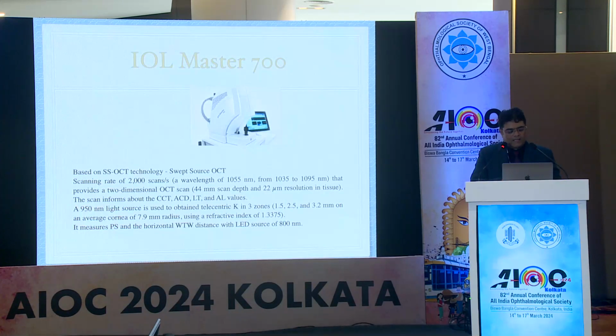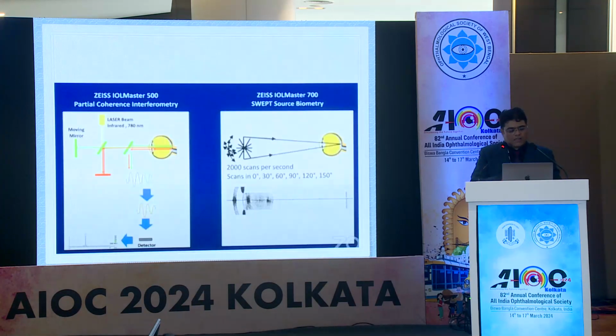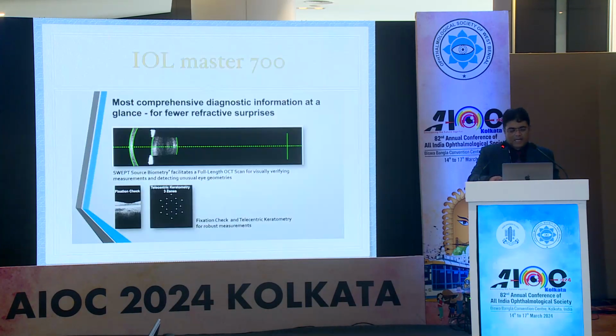These are the 2000 scans which are taken per second. It scans at 0, 30, 60, 90, 120 and 150 degree axes, so it gives an image like this. You can see OCT right from the front of the cornea to the back. You can check for foveal fixation: if you see a good pit there, it means fixation is good.